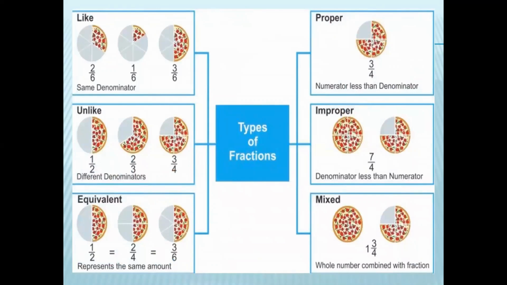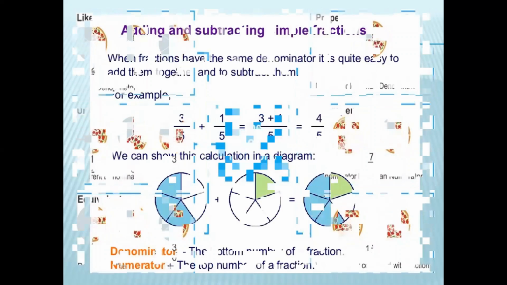We have different types of fractions like fractions in which we have the same denominators, unlike fractions having different denominators, equivalent fractions representing the same amount, proper fraction where numerator is less than denominator, improper fraction where denominator is less than numerator, mixed fraction where a whole number is combined with a fraction. My dear students, in such a way you have to make a chart of different types of fraction. Do the work in neat handwriting.